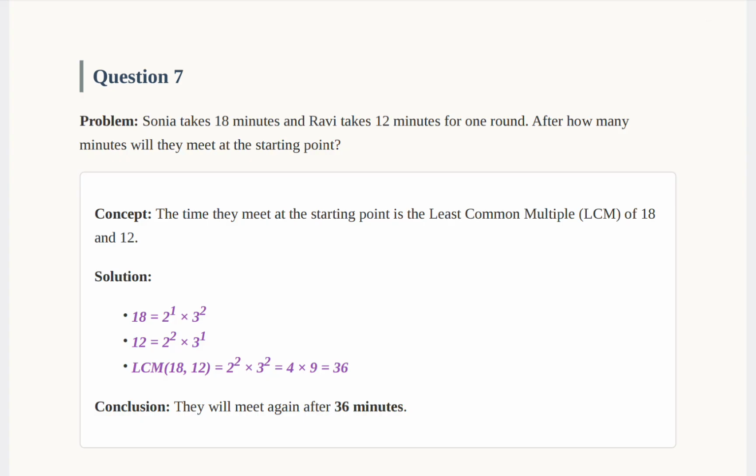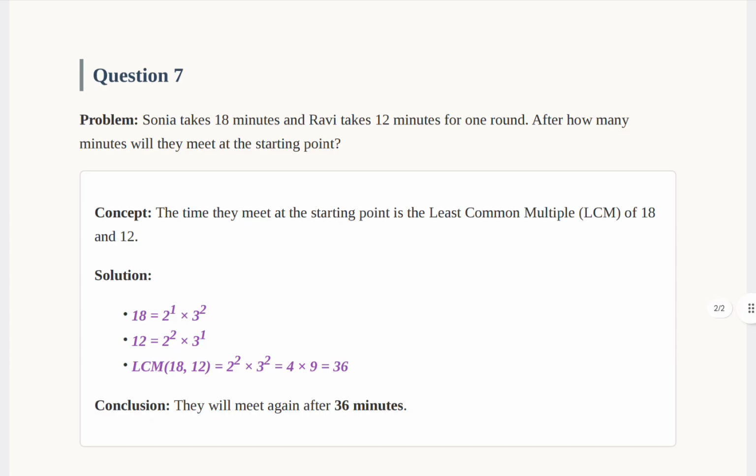Now see the last question of the exercise, what it is saying. Sonia takes 18 minutes and Ravi takes 12 minutes for one round. After how many minutes will they meet at the starting point?